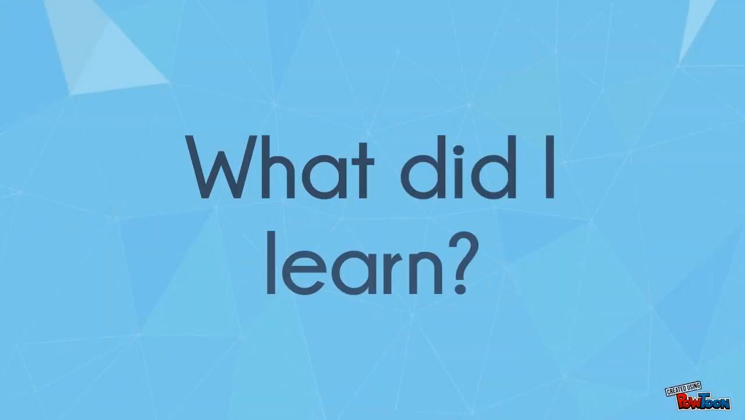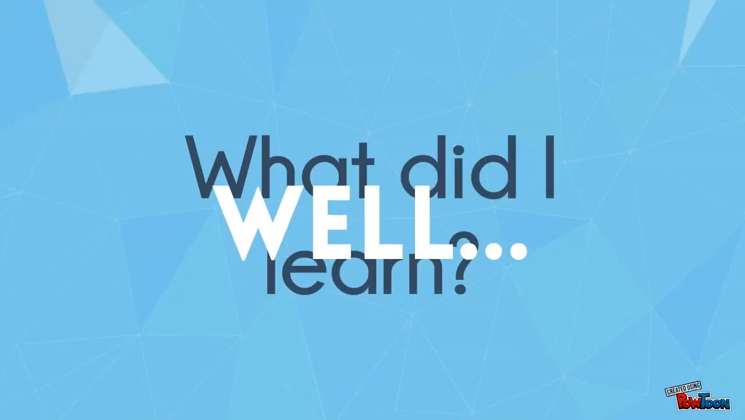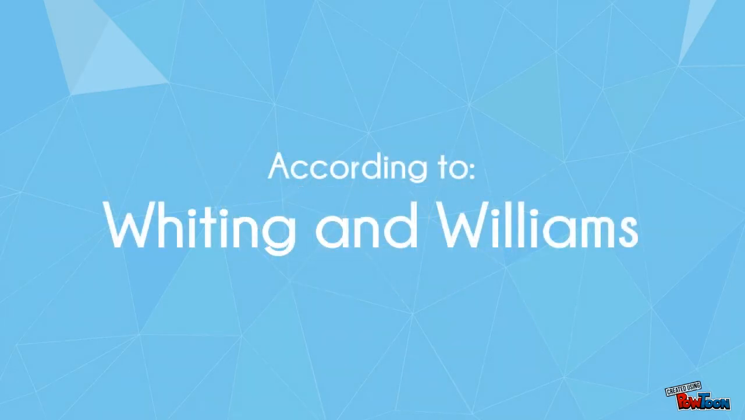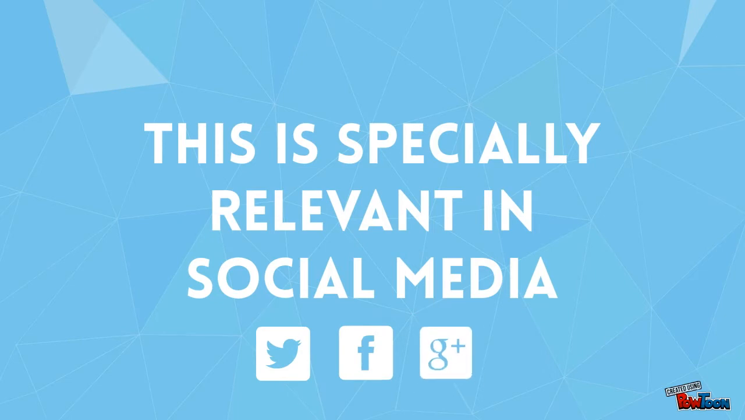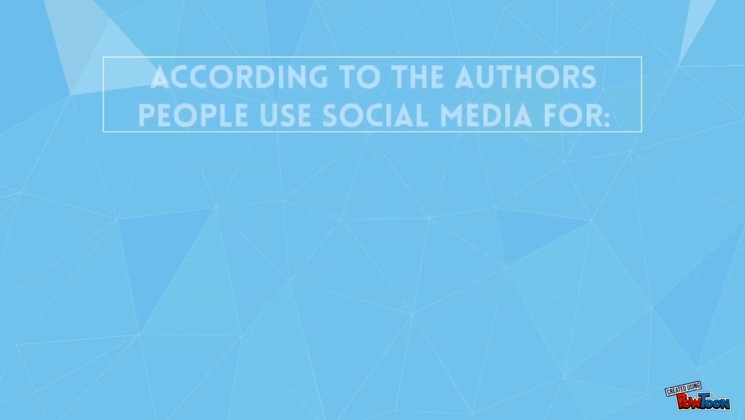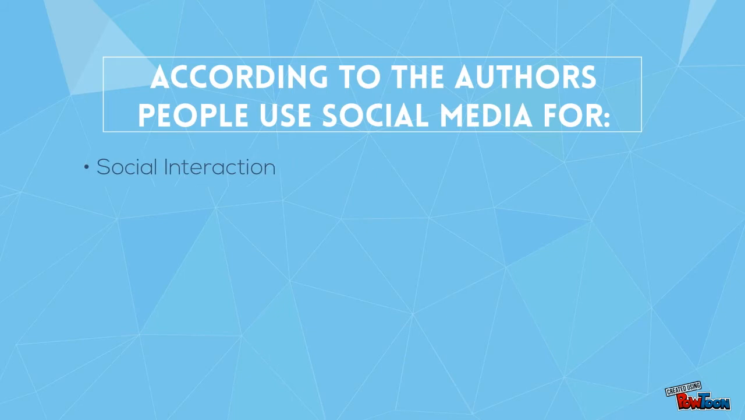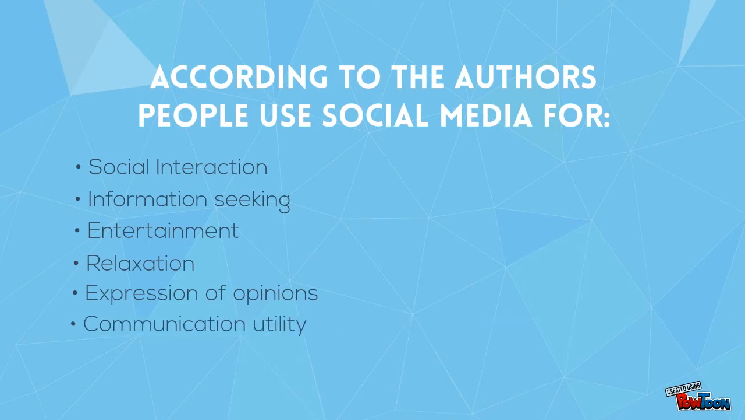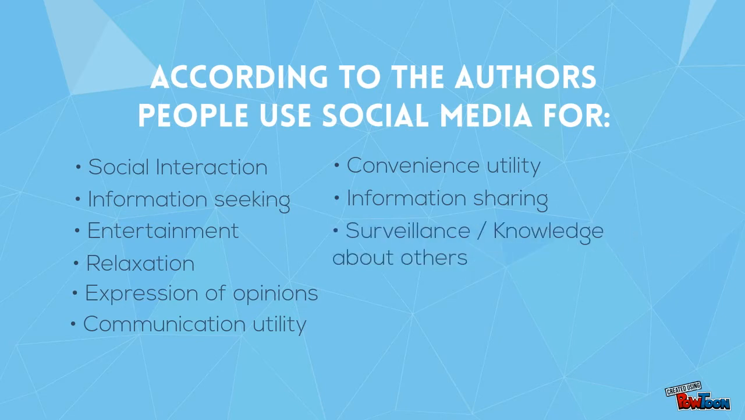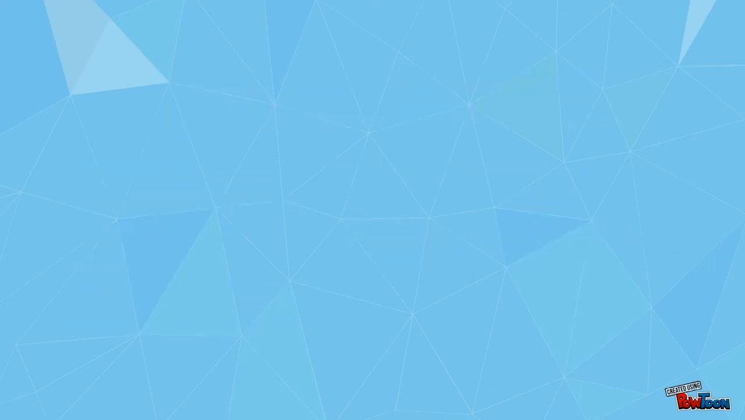Well, first of all, what did I learn? Well, according to Whiting and Williams, individuals look for media that fulfill their needs, and this leads to gratification. This is especially true and relevant in social media such as Twitter, Facebook, and Google+. According to the authors, people use social media for social interaction, information seeking, entertainment, relaxation, expression of opinions, communication, convenience, information sharing, and surveillance or knowledge about others.